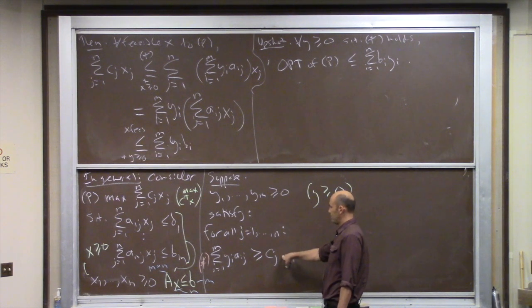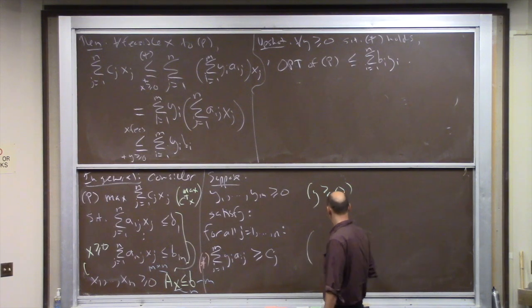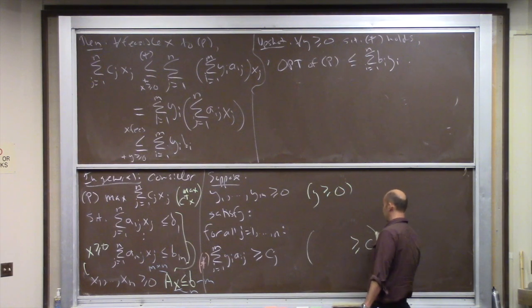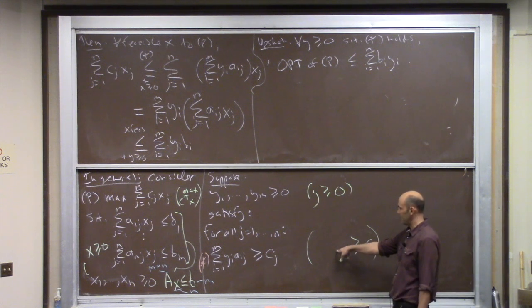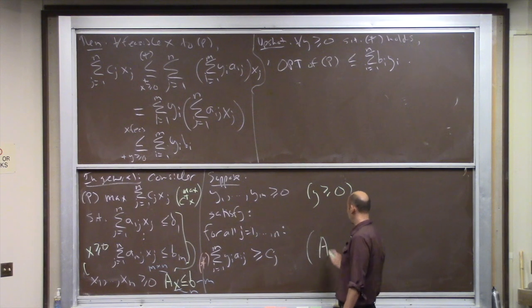And how would we write this? This is a little tricky. So clearly we're writing at least c on the right-hand side. And presumably there should be a capital A and there should be a y. So what is that exactly? Good. As many of you said, A transpose y.